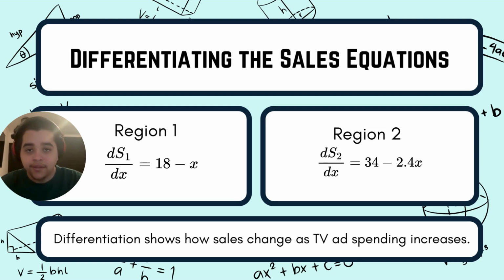Now let's look at the differentiation of the sales equations. For region 1, the marginal return is dS1 over dx equals 18 minus x. And for region 2, the marginal return is dS2 over dx equals 34 minus 2.4x. These equations tell us how sales increase with more advertising dollars in each region.